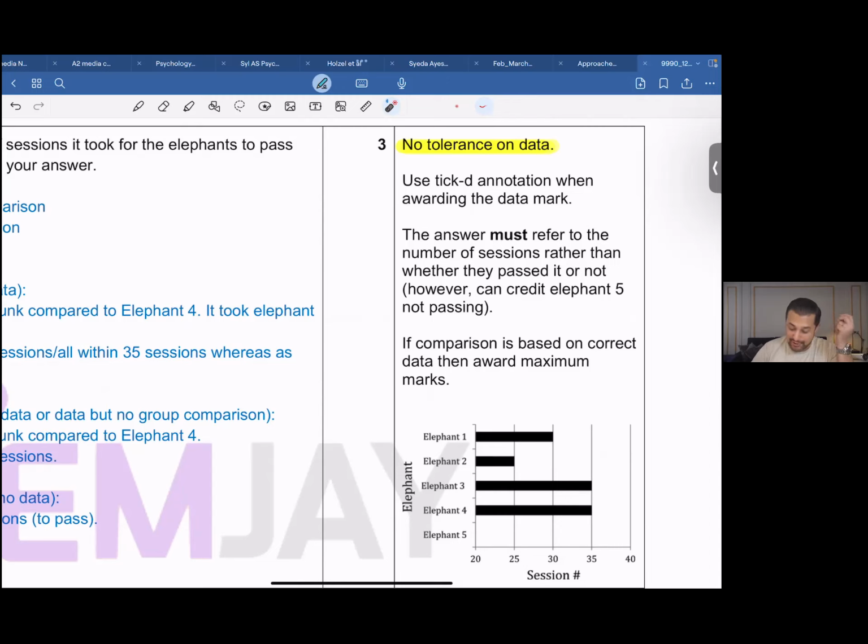So use the tick D annotation when awarding the data mark. Okay, so that has more to do with checking. Like I said, this is a provisional marking scheme, so you would expect things like this ahead as well. The answer must refer to the number of sessions rather than whether they passed it or not. However, you can credit elephant 5 for not passing. So that's more of clarity. If comparison is based on correct data, then award maximum marks. So number 1, there needs to be a meaningful comparison. Number 2, there needs to be data. You meet both of those criteria, that is how you get a 3 on 3.